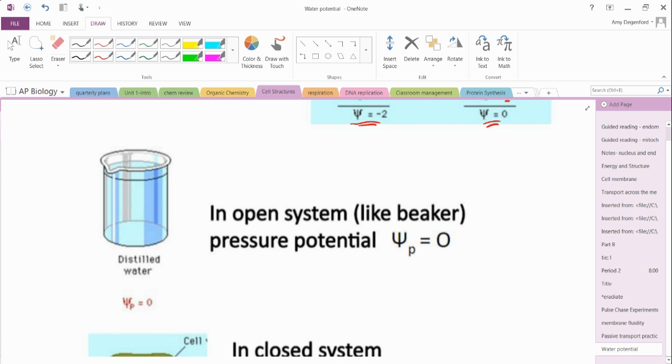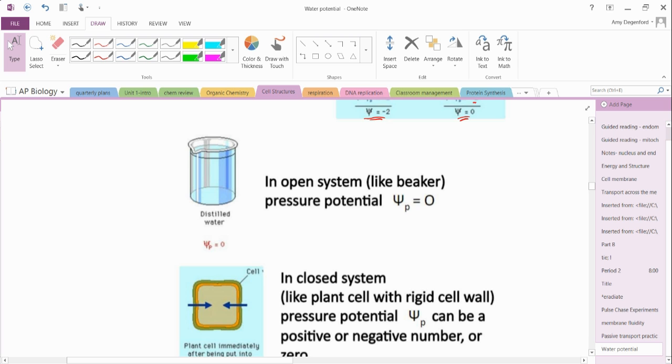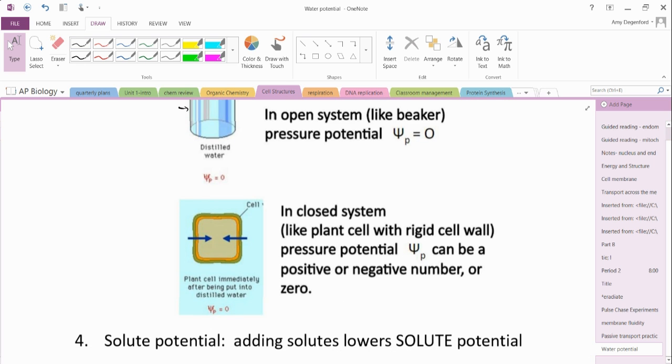Now, in an open system like a beaker, the pressure potential is 0 because there's no pressure coming down on it. If we had a piston pressing down on it, then the pressure potential would be different. But because it's an open system, whatever pressure is put on it can just rise up into the beaker, so the pressure potential is 0. In a closed system, that's when we start seeing pressure potential being influential. It can be a positive number, a negative number, or a 0.